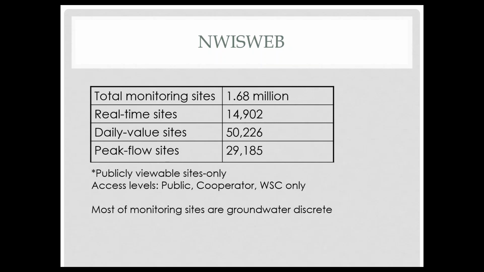And then for surface water, we have a peak flow. So we do an annual peak flow measurement, and we serve that to the public as well. There are access rights, so cooperators may see more of the information than we show to the public. Mainly that is for proprietary reasons, but often that information is released to the public after the restriction is gone.